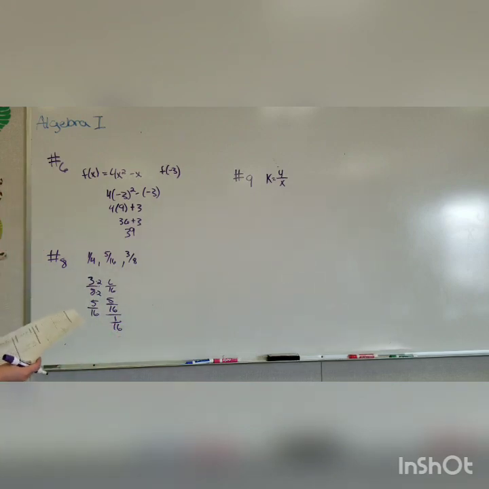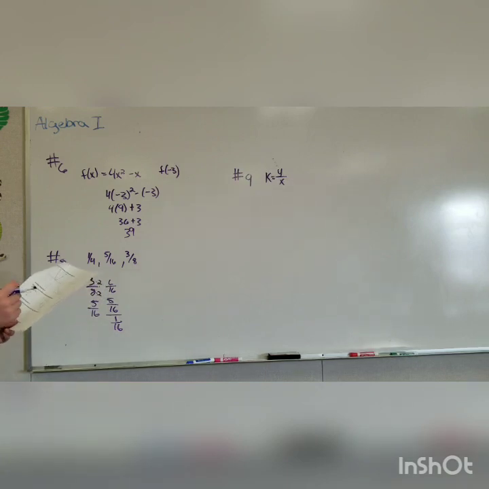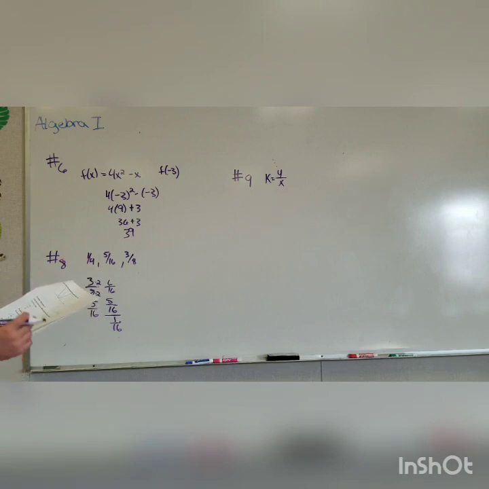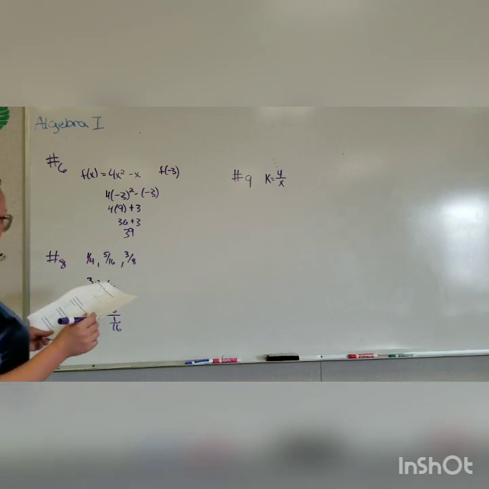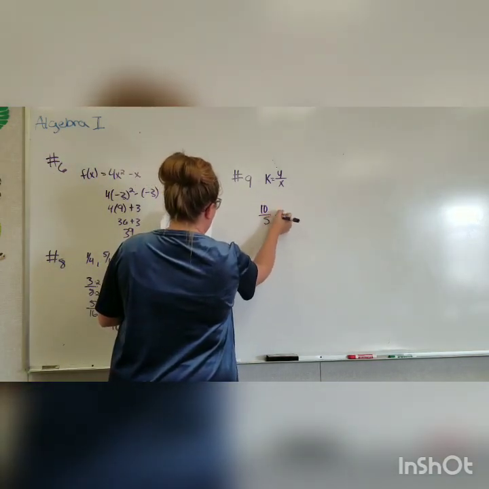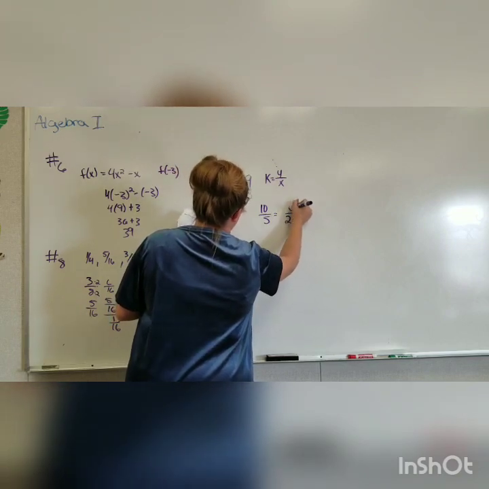Problem number 9, they ask if y is 10 when x is 5 and y varies directly with x, find y when x is 20. So y varying directly with x means y goes over x. If they say x varies directly with y, then x would go over y. So they give you 2 sets here. They say y is 10 when x is 5. Find y when x is 20. So we're looking for this y here.